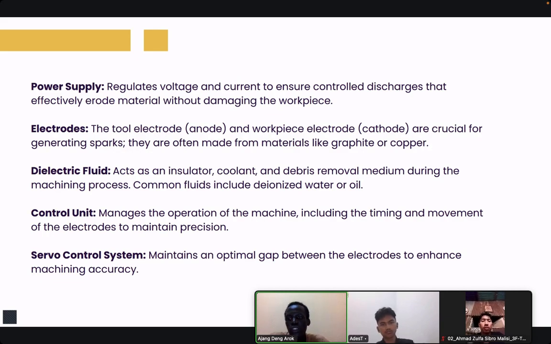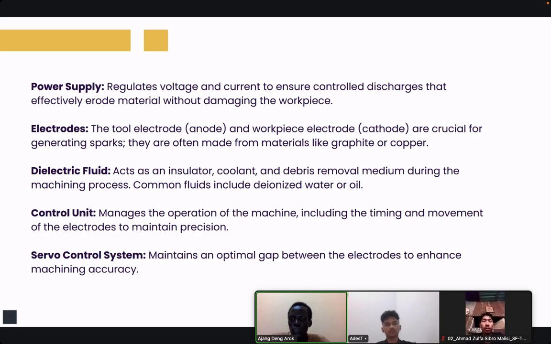The other things that we need are the electrodes. The tool electrode, which is the anode, and the workpiece electrode, which is the cathode, are crucial for generating sparks. They are often made from materials like graphite, carbon, or copper. The electric fluid acts as an insulator, coolant, and debris removal medium during the machining process. The common fluids are ionized water or oil.